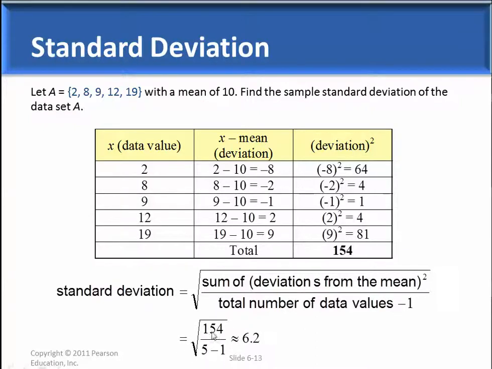So we're taking this 154, dividing by 5 minus 1, which is 4, take the square root, and that gives us a standard deviation of 6.2. What that means is these data values typically are within 6.2 of the mean, above or below. And we'll learn in the future that there's actually a way to predict things about the set of data based upon this. Most of the data actually will fall between 6.2 below and 6.2 above the mean.